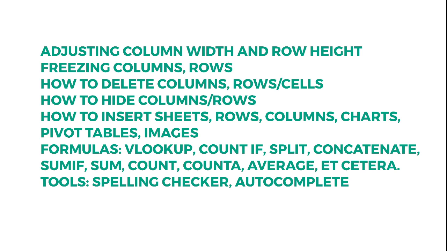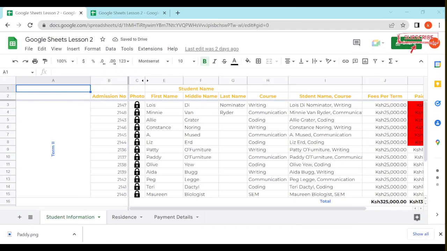We're going to also look at formulas: VLOOKUP, COUNTIF, split, CONCATENATE, SUMIF, sum, count, COUNTA, average, etc. Then we're also going to look at a few tools such as spelling checker or autocomplete. So at the end of it all, you should be able to create such a table.